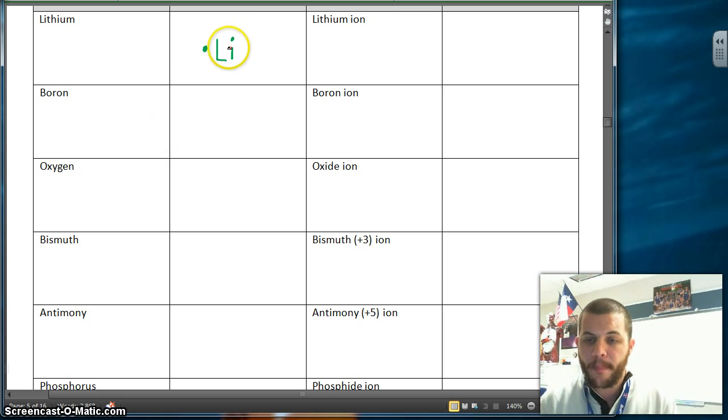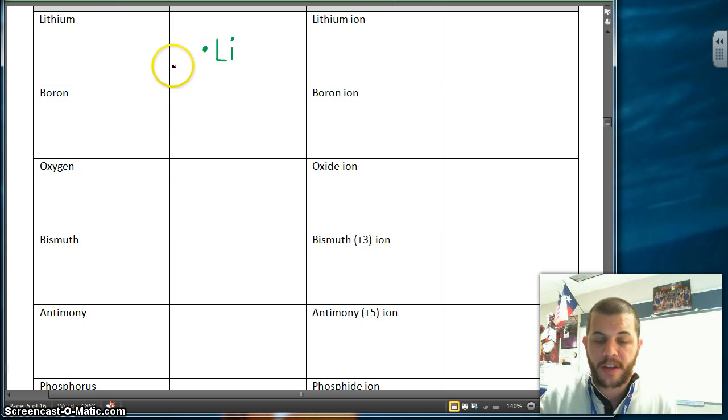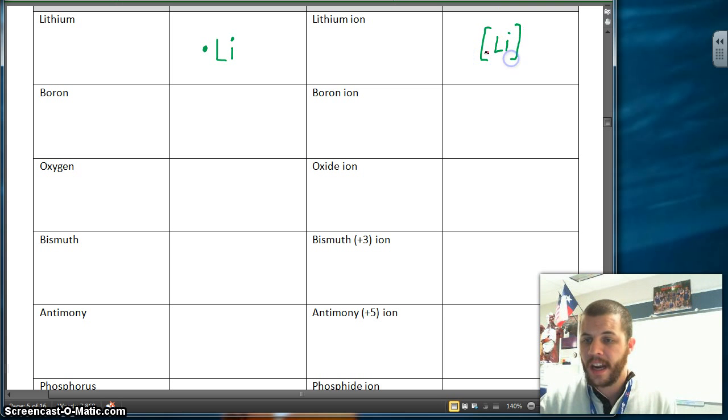Now, if lithium becomes an ion, what's going to happen? Well, lithium's going to lose this one electron. Electrons are negatively charged, so if it loses a negatively charged electron, it's going to become a positively charged ion. So what I'm going to do now is put lithium in brackets. I'm not going to show any electrons because it lost its electron. If it lost it, I'm not going to show it, and I'm going to put its plus charge.